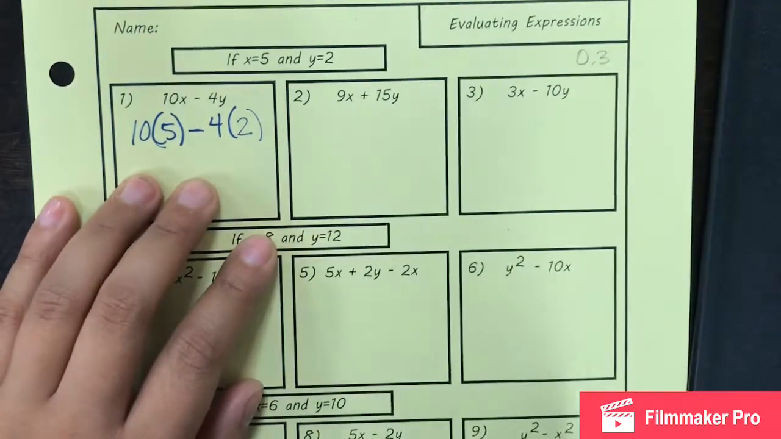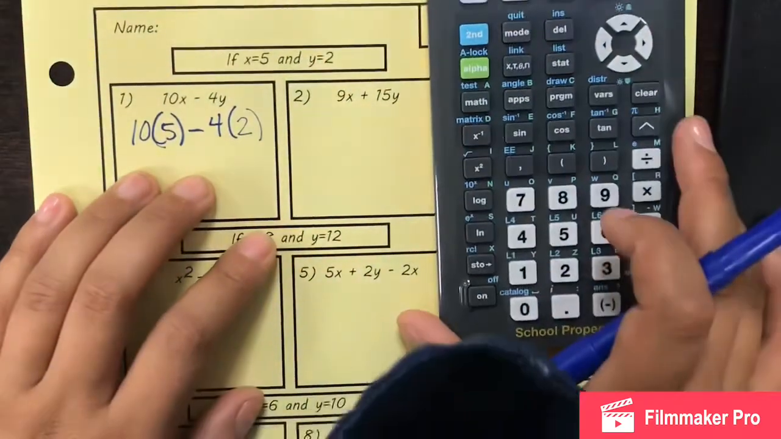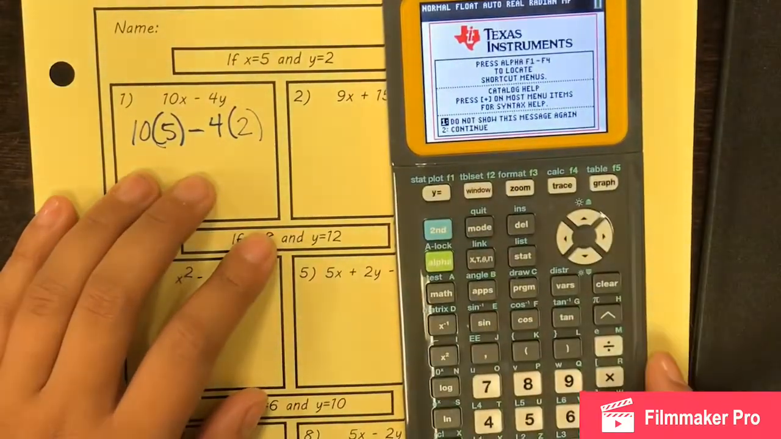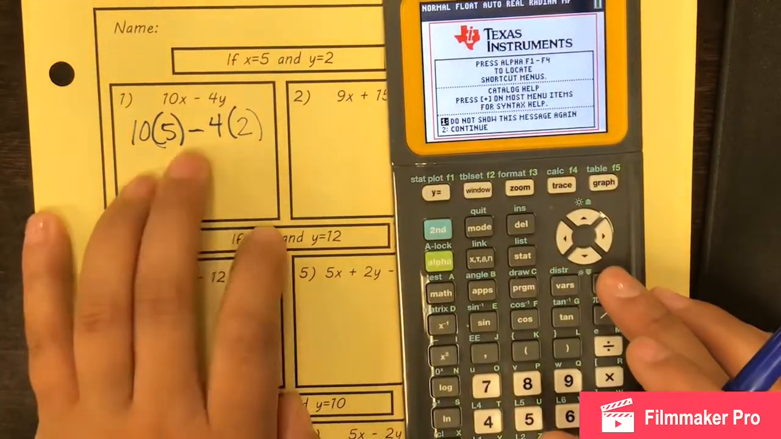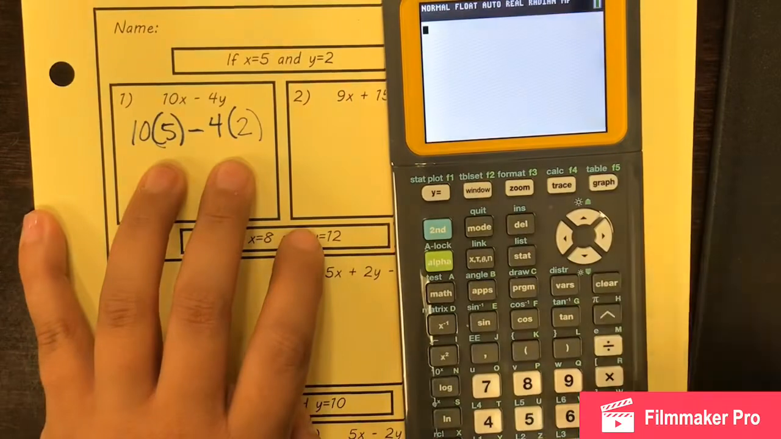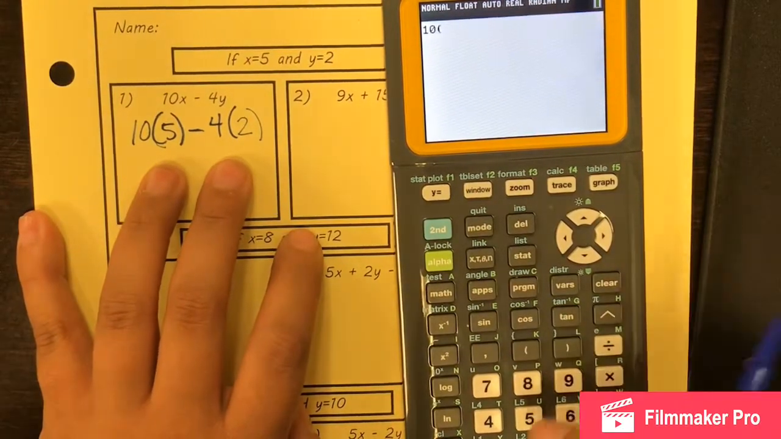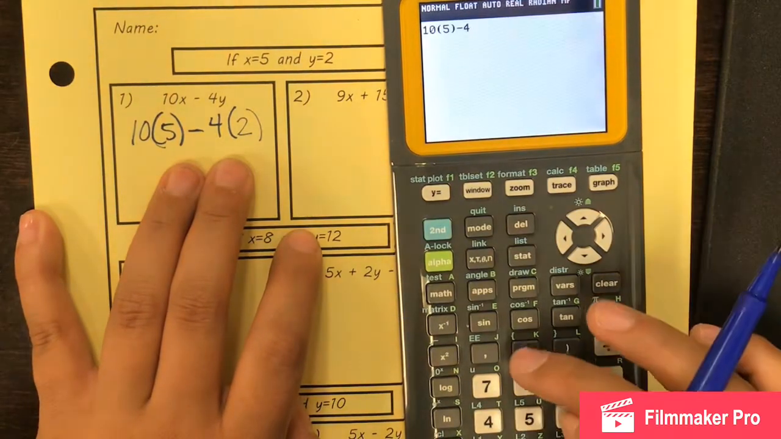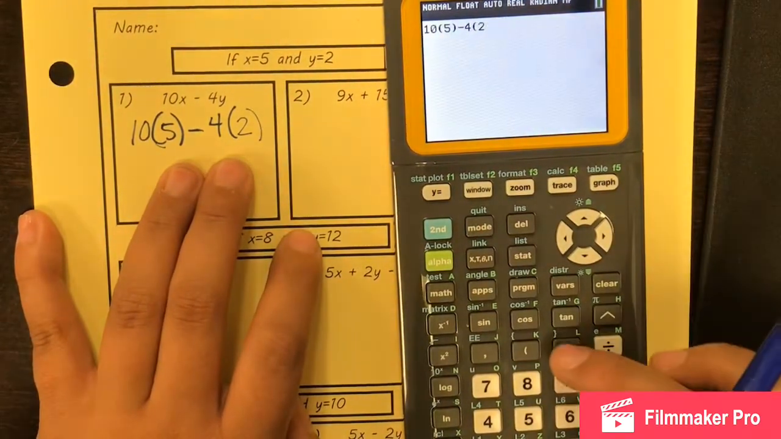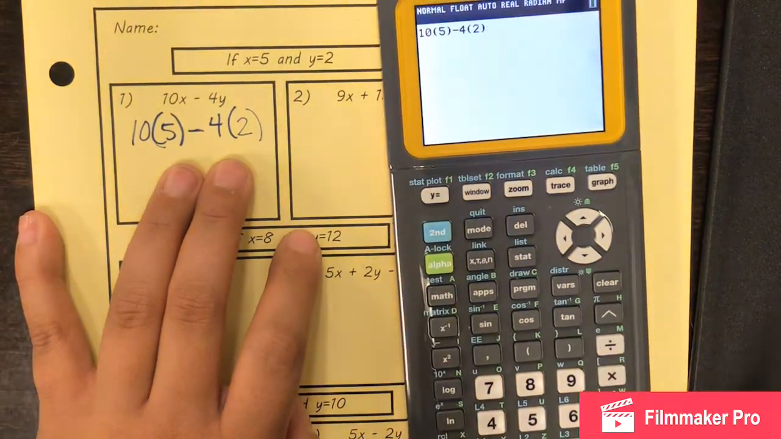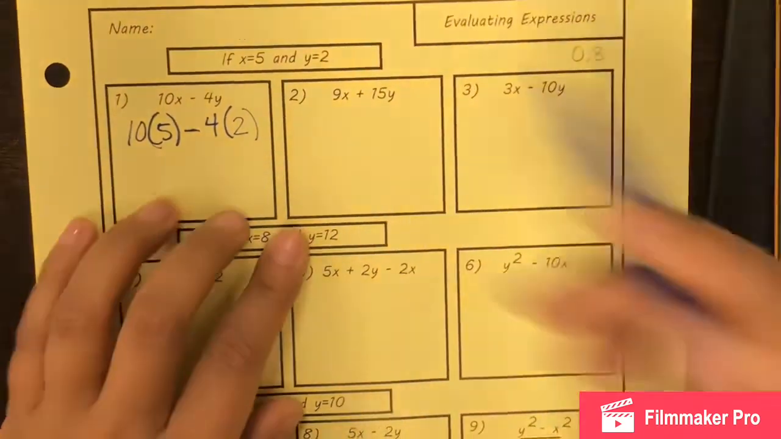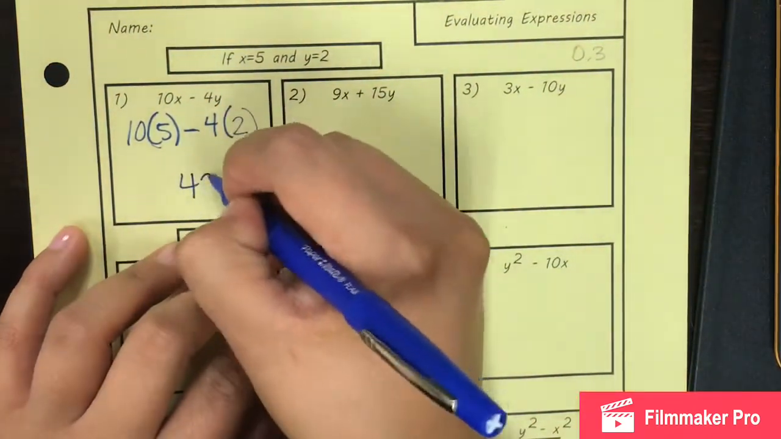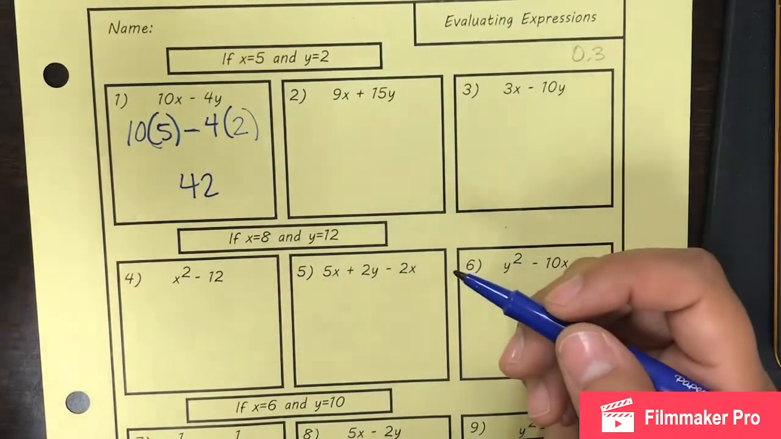But if I want to rely on my calculator, I turn my calculator on, and I just literally retype this expression as I've written it. So I do 10 parentheses 5, close parentheses, minus 4, open parentheses, 2, close parentheses. I hit enter, and I get 42. So you can always use your calculator to check your work if you want to check your mental math.